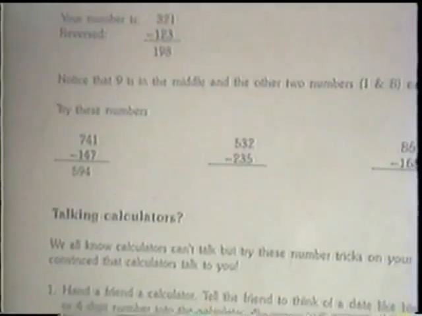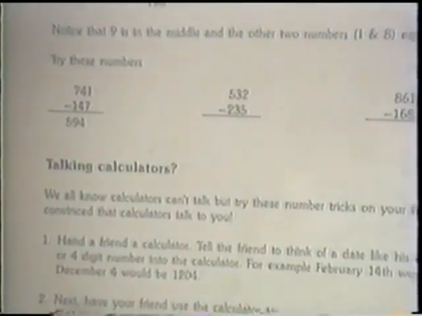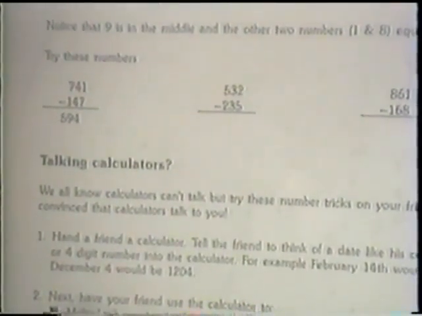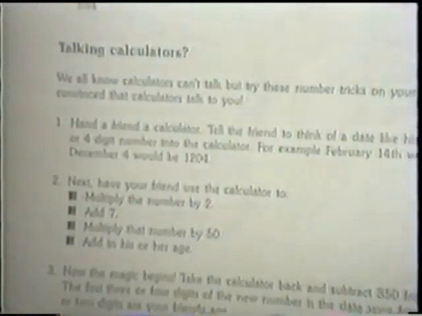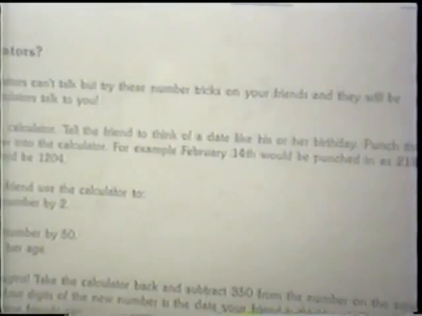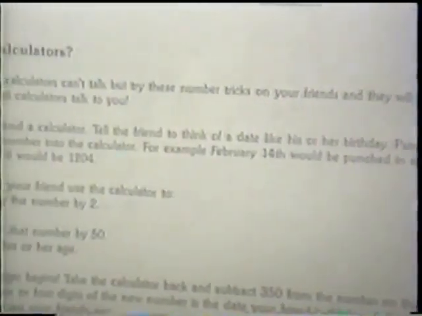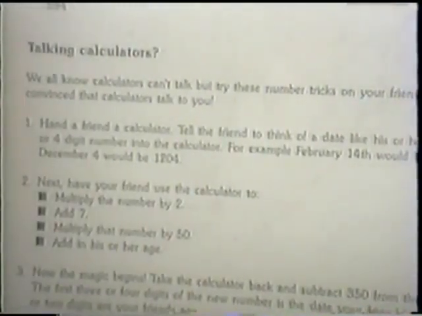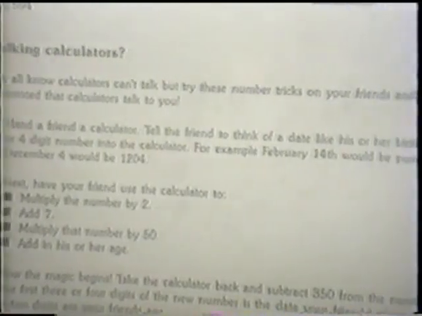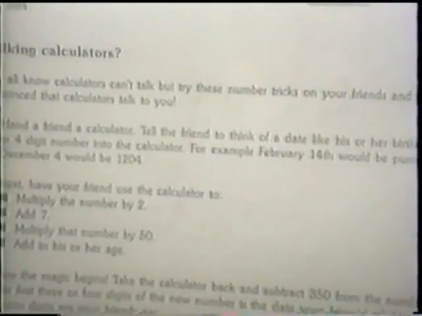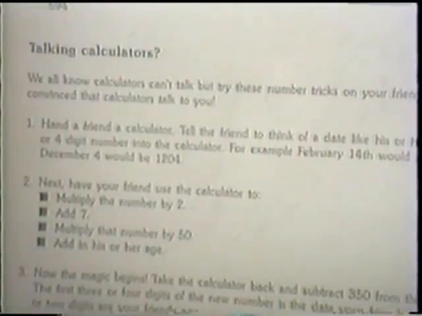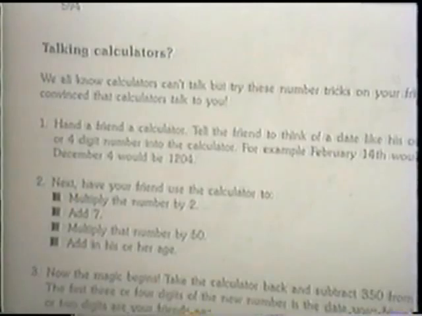Talking calculators. We all know calculators can't talk, but try these number tricks on your friends and they will be convinced that calculators talk to you. Hand a friend a calculator. Just give them your calculator. Tell the friend to think of a date like his or her birthday. Punch in the 3 or 4 digit number into the calculator. For example, February the 14th will be punched in as the second month, 2/14. December the 4th will be the 12th month, 12/04.